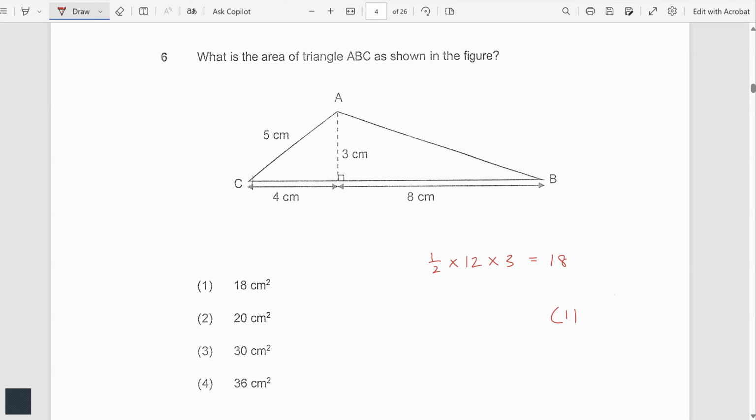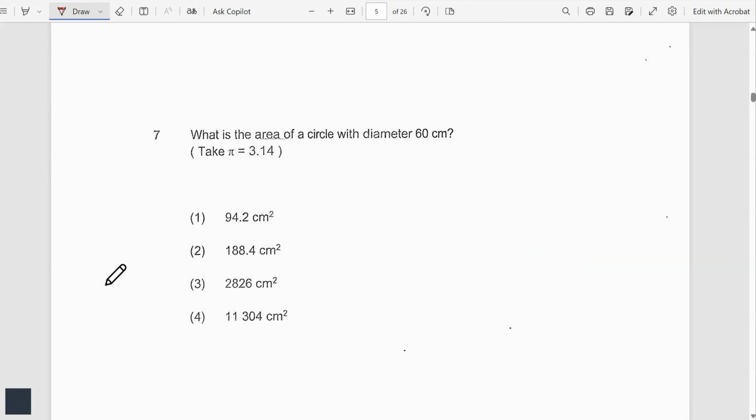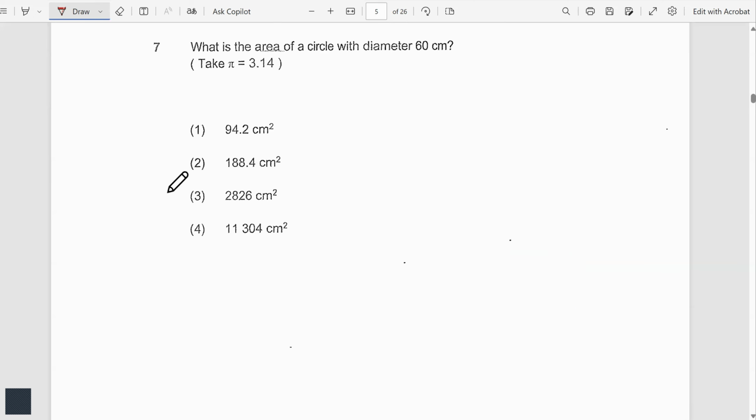Okay, question number 7. What is the area of a circle with diameter 60 cm? Okay, so diameter 60 cm means that I have to find the radius first because area of circle is pi times radius times radius. So the radius is half of the diameter. So I'll take 60 divided by 2, which is 30.